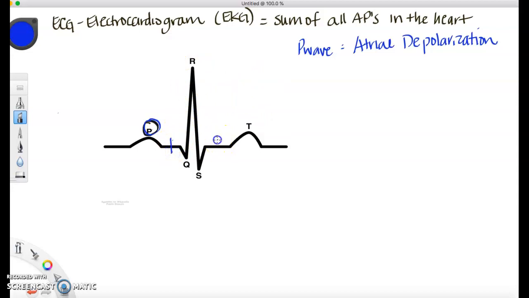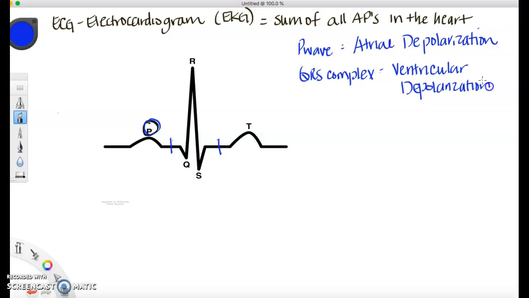This area from here to here is the QRS complex. And that shows ventricular depolarization. The last little bump, this one here, is the T wave. And it shows ventricular repolarization.